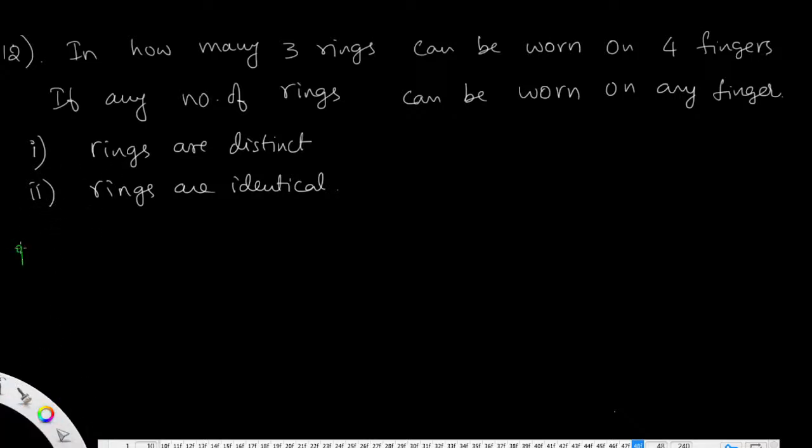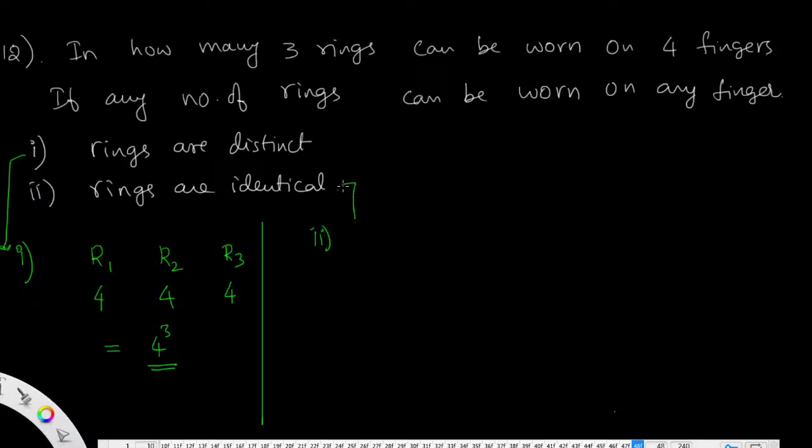So first part, rings are different means first ring R1, R2 and R3. Ring 1, ring 2, ring 3. How many ways can be worn on each ring? That is 4 ways. Second one is 4 ways. Third one is 4 ways. There the value goes to 4 cube ways. For the first question, rings are distinct. Suppose rings are identical. So this is the question.